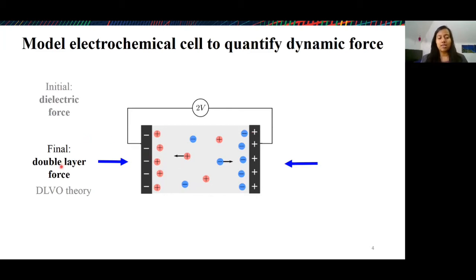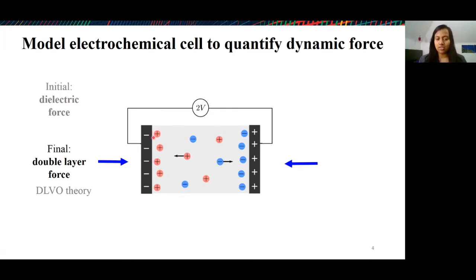Now, the final value of this force has also been developed a while ago, and this equilibrium force is given by DLVO theory, which is a classical theory in colloidal science. But our goal here was to figure out and quantify what happens in between these two states, where or how the force evolves from this initial dielectric force to this final double layer DLVO theory force. So before we go there, let's look at what really causes the force, like physically.